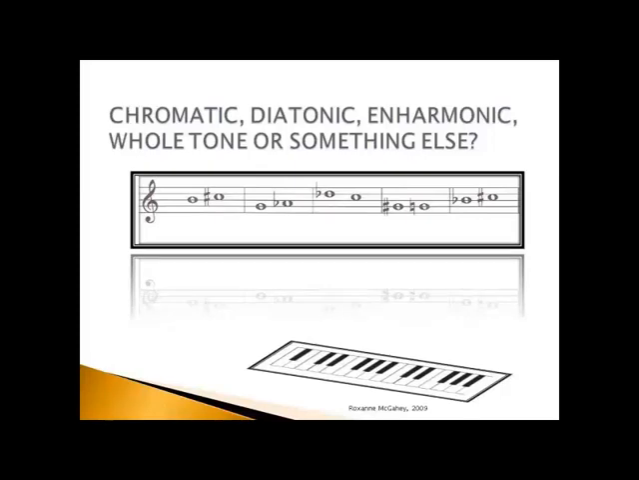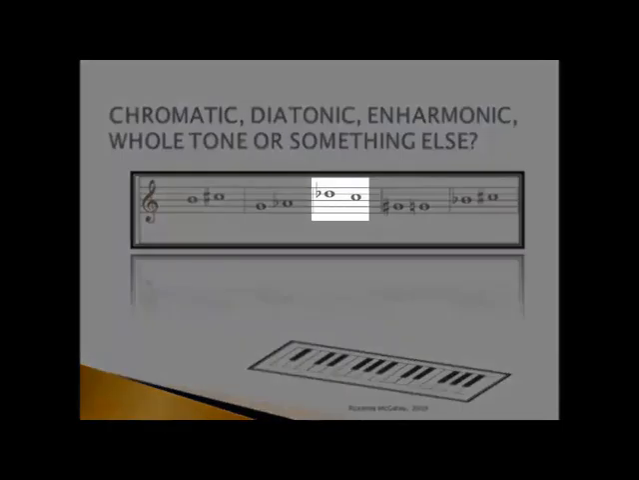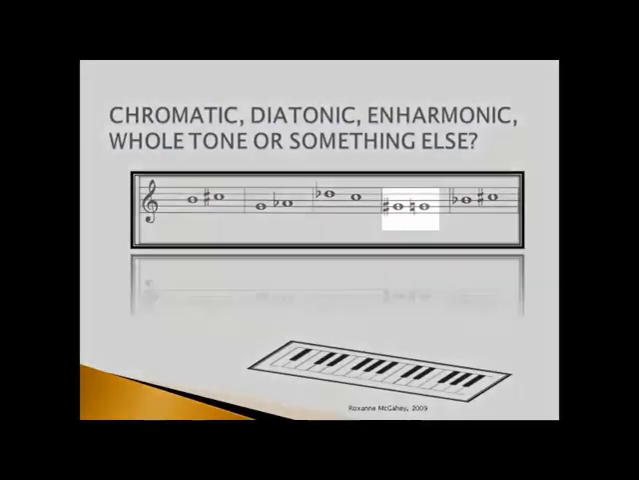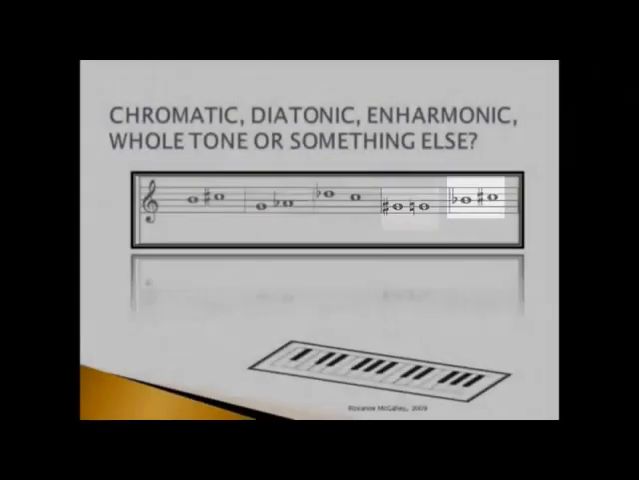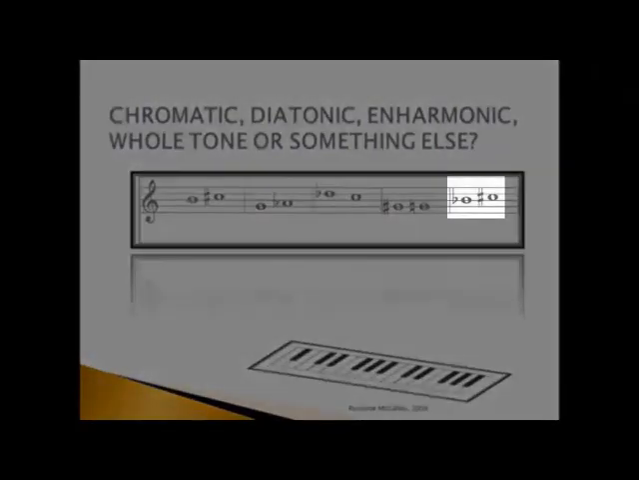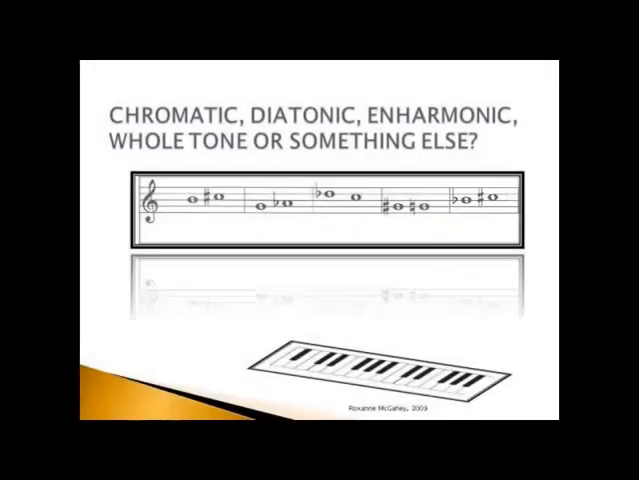D flat to C would also be a diatonic semitone. G sharp to G natural would be a chromatic semitone because we have a common note. And B flat to C sharp is something totally different. If you check that, you have more than one note between B flat and C sharp.